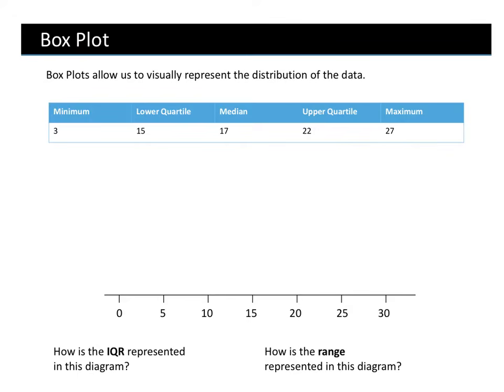So we're going to plot the median. 17 is roughly here. We're going to plot a line like this, because what we're actually going to make is a box. Okay? We're going to plot the upper quartile, 22, roughly here. We're going to plot the lower quartile, 15, roughly here. Okay, and then we draw a box. Now this box is made by the median, the lower quartile, the upper quartile. The maximum, 27, roughly here. We're going to draw a shorter line, and we're going to connect it like this. Okay? And then the minimum is 3, it's roughly here. And then we're going to draw it like this.